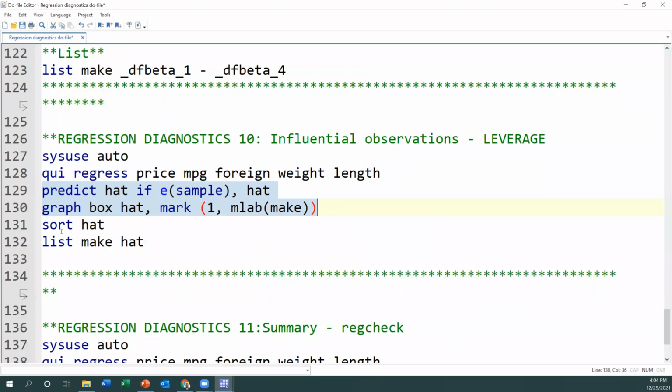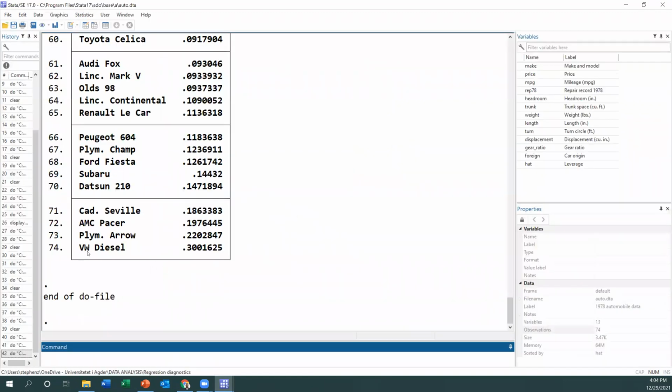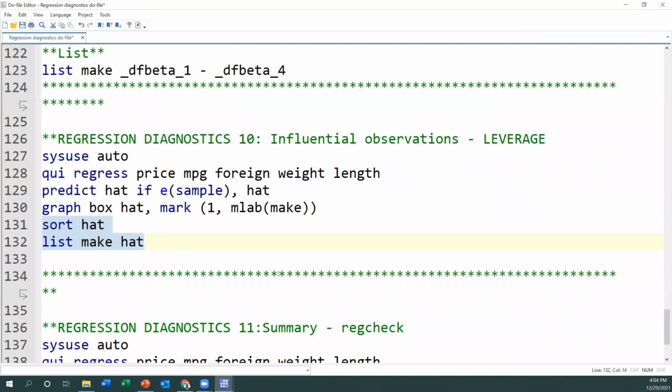And we can also sort and list just to see again. You see that VW has the greatest value. So these two have values between 0.2 and 0.5. All right, this is how we check for influential data using leverage. In the next video, we will summarize all that we have discussed about regression diagnostics using one single command. All right.